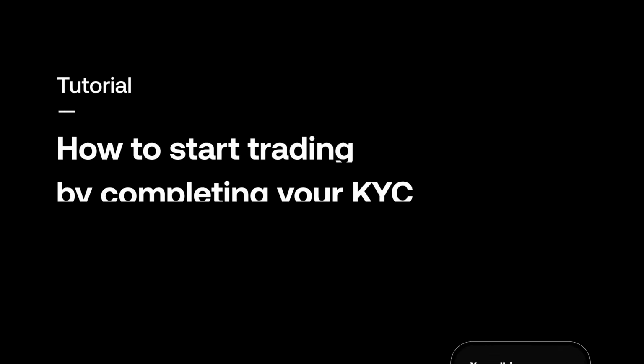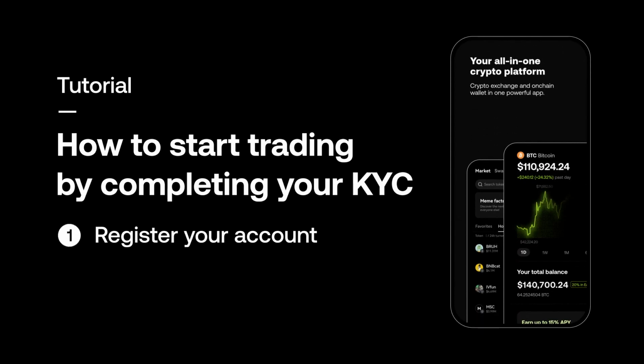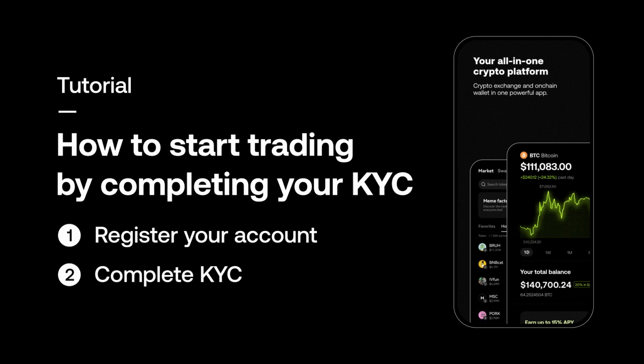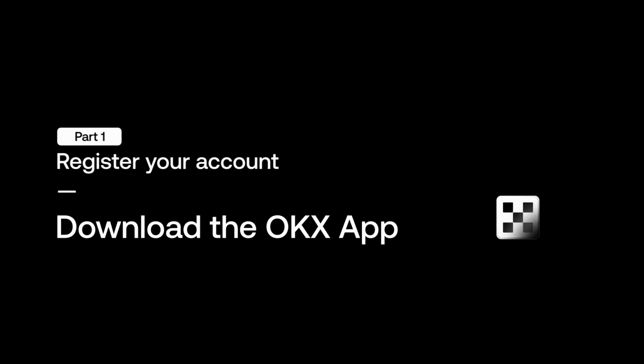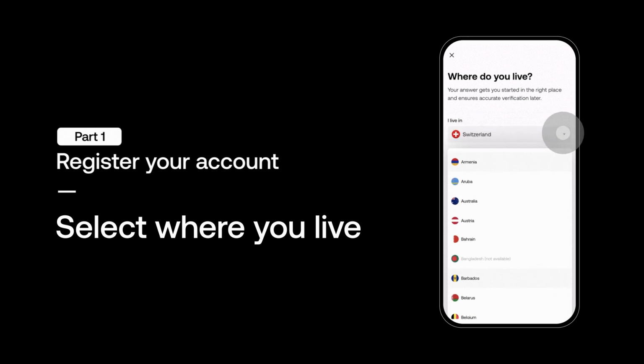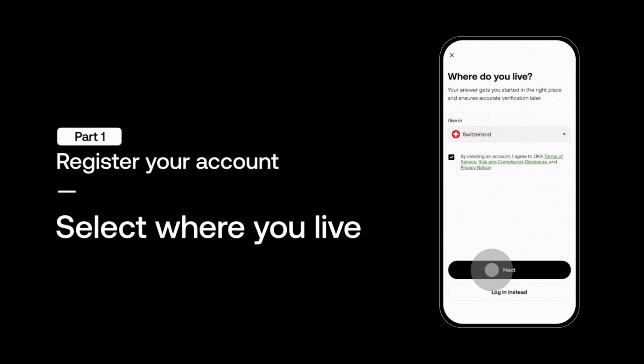Today, we'll walk you through the entire process of registering for OKX and completing the KYC verification step by step, clearly and easily. First, let's sign up for a new OKX account. Download the OKX app from the Google Play Store or the App Store. Next, make sure your country is set correctly to where you live. Agree to the terms and tap Next.